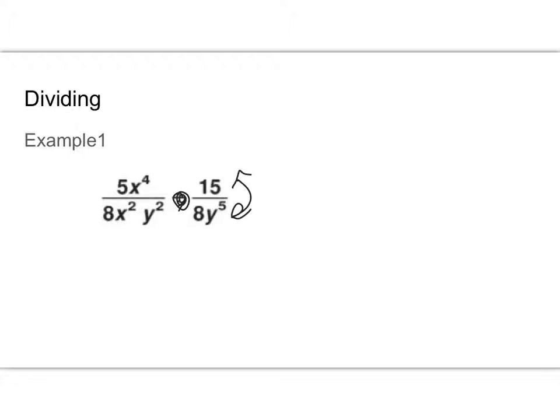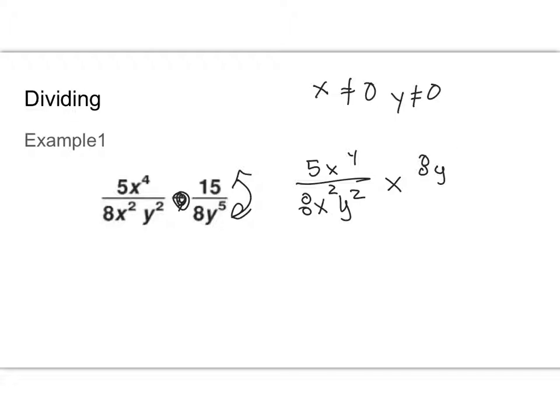So what I have, oh, by the way, let's define our undefines. I think I've been forgetting to do that. X can't equal 0 and y can't equal 0. So that's where this is undefined. All right, so let's rewrite this as a multiplication problem. Let's see, 8x squared y squared times 8y to the 5th over 15, nothing, just 15.